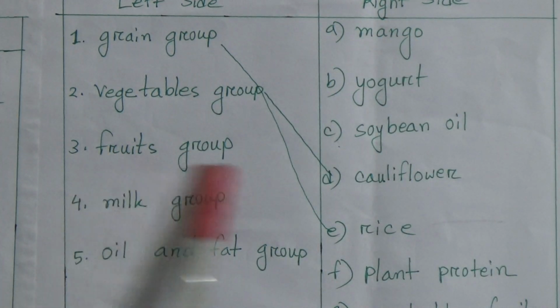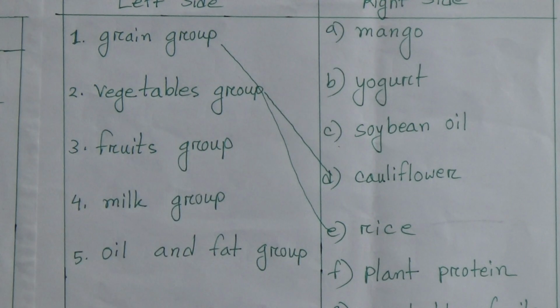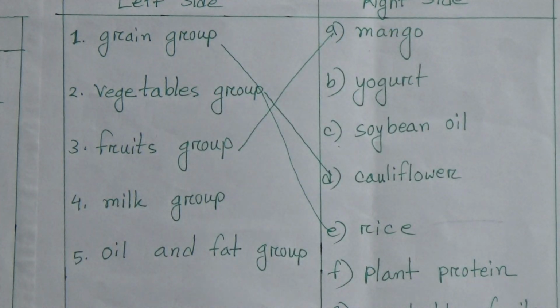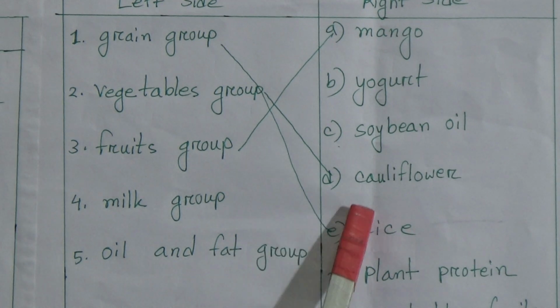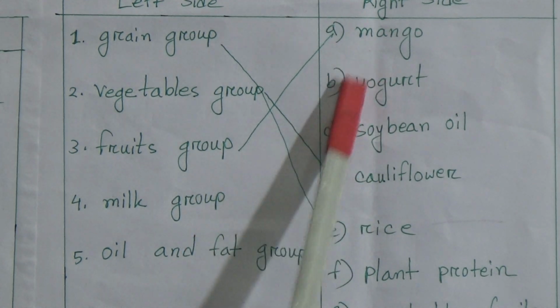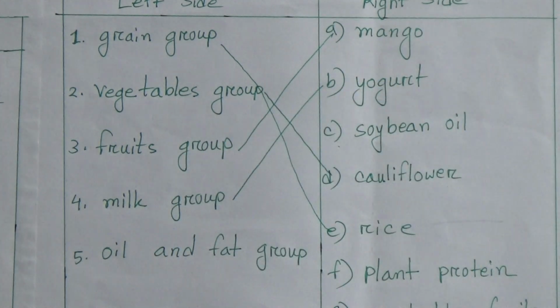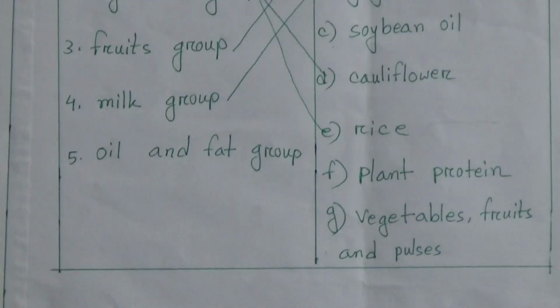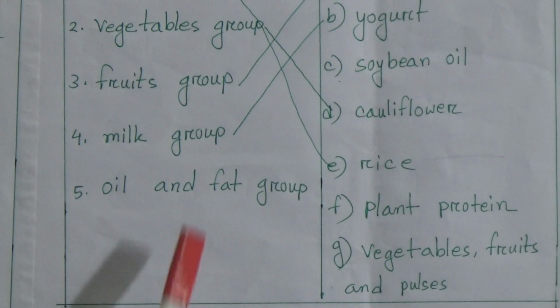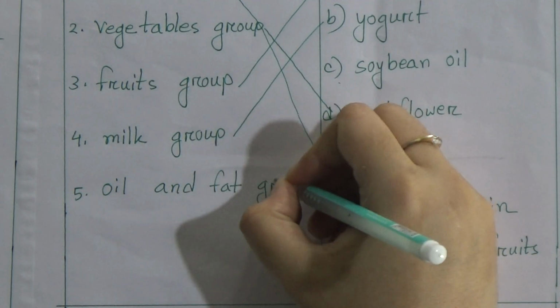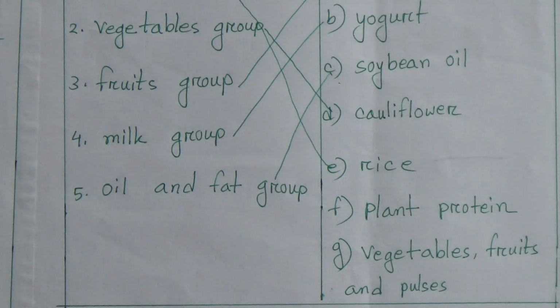And the fruits group here is mango. 3 number will match with A number. And milk group. Milk group here is yogurt. It will be matched with B number. And the last one here is oil and fat group. Oil and fat group, from here, which one? Soybean oil. That means 5 number will be matched with C number.